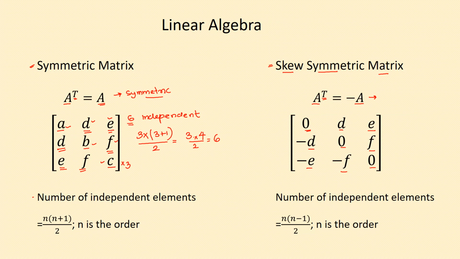Now coming to the skew symmetric matrix, the number of independent elements in the skew symmetric matrix is given by n into n minus 1 by 2, where n is the order. Here the order is 3, 3 into 3 minus 1 by 2, that's equal to 3 into 2 by 2, that is equal to 3. So for a skew symmetric matrix, the number of independent elements is given by n into n minus 1 by 2, while for a symmetric matrix it is given by n into n plus 1 by 2.